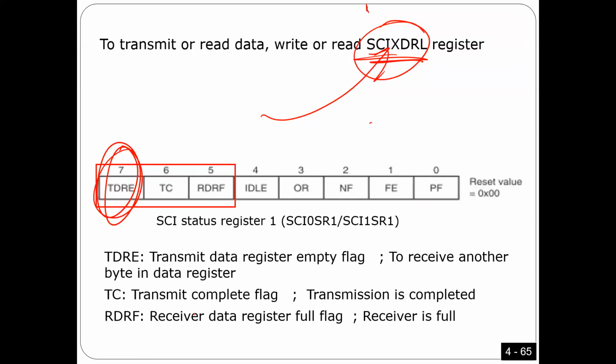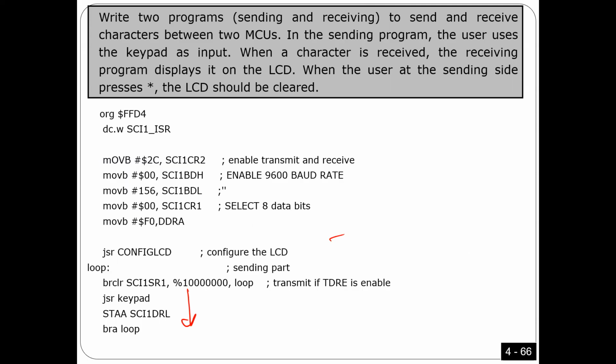So if this one is 0, that means the register is not empty. That means the microcontroller is still transmitting the value you sent last time, right? So I'm gonna keep looping and wait until you finish transmission. After that, I'm gonna call the keypad to get a number from you, and then write that number to this register to transmit it.